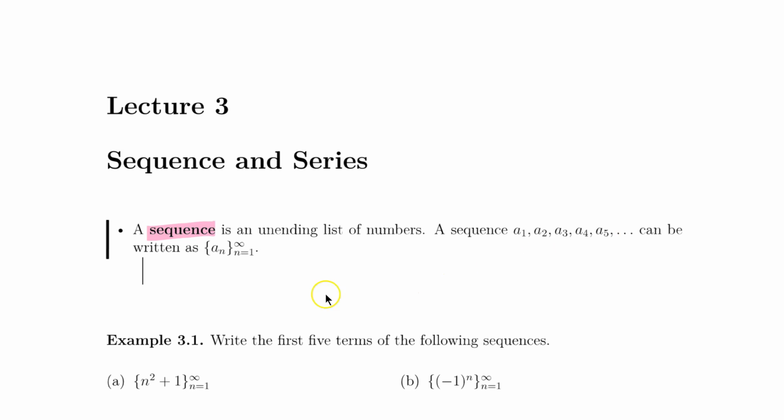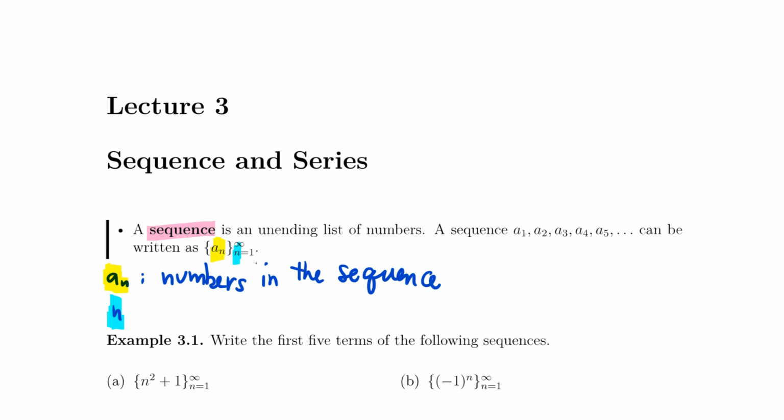So I can write this sequence using the bracket notation. Now in this bracket notation, the thing that goes inside the bracket, the a_n here, is going to be the terms of my sequence. So this is going to be the number in the sequence. And down here, n equal to 1, this little n here is going to be my variable. And this n equal to 1 here is basically just going to be the starting value of my variable.